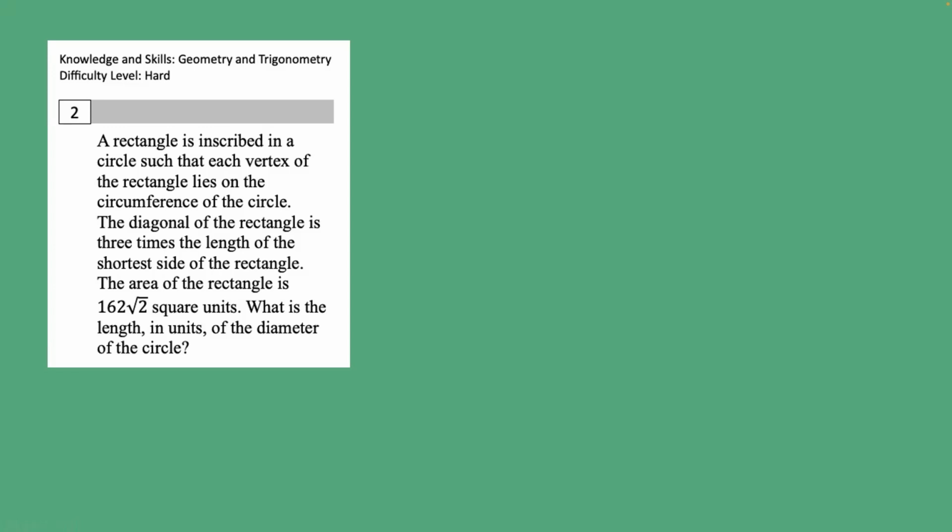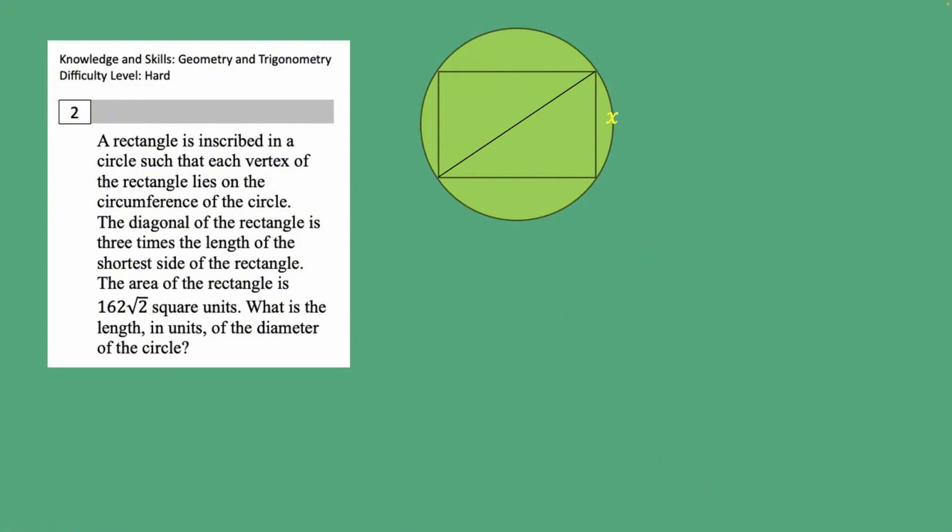The second problem: a rectangle is inscribed in a circle and its diagonal is 3 times the shorter side. The rectangle's area is 162 square root 2. We need to find the diameter of the circle. Let's call the shorter side x. Since the diagonal of the rectangle is 3 times that, the diagonal is 3x. Now, because the rectangle is inscribed in a circle, its diagonal passes through the center of the circle, so the diagonal is exactly the diameter of the circle. This means if we can find x, we know the diameter.